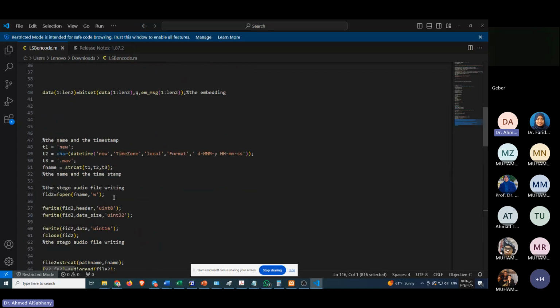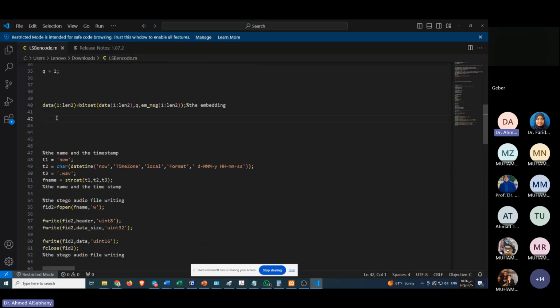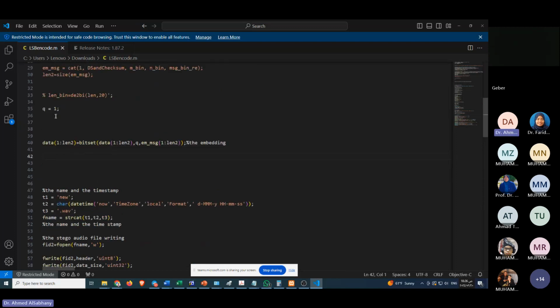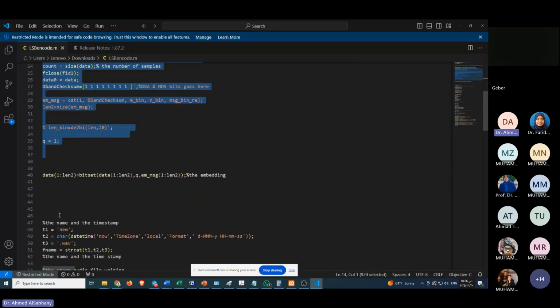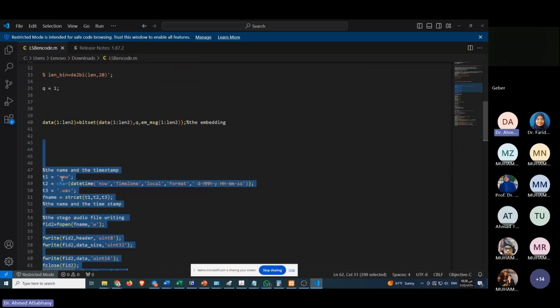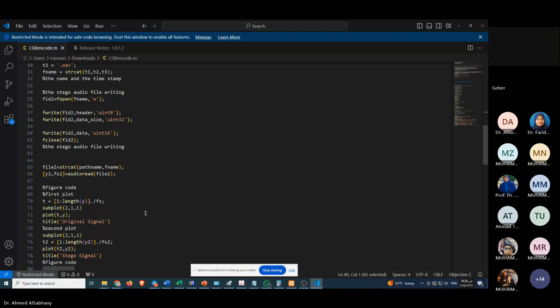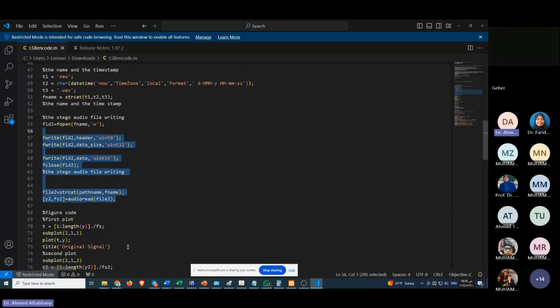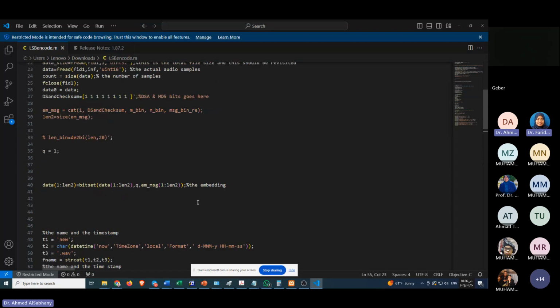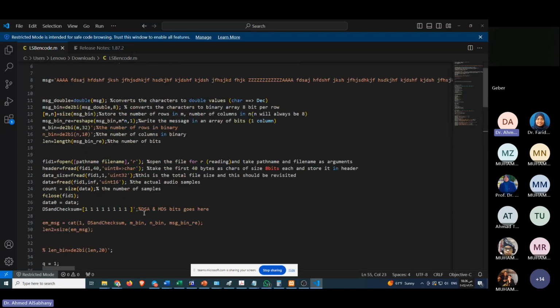So all of this before this point is just reading the file, and all of this after is writing the file, and the embedding process is this single line of code, just a simple replacement or substitution. Over here is just writing or creating the new signal in the directory that we are using. That's it. So I hope it's helpful.